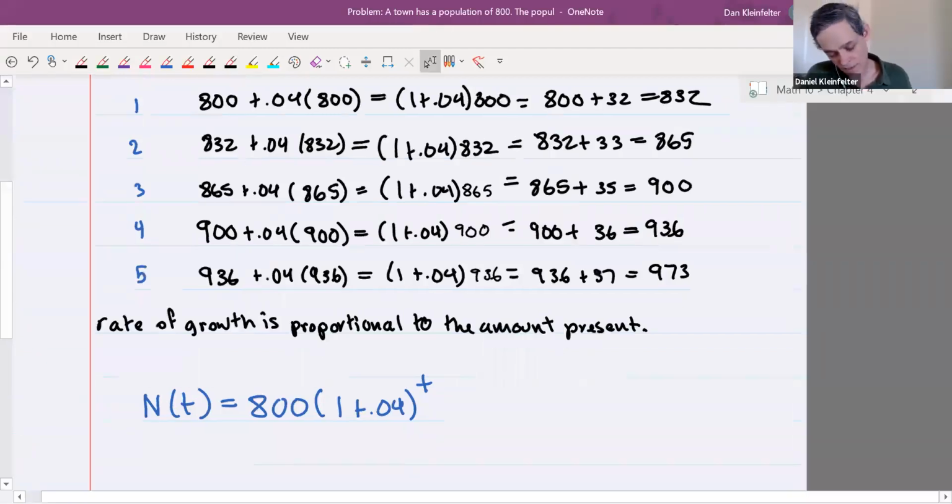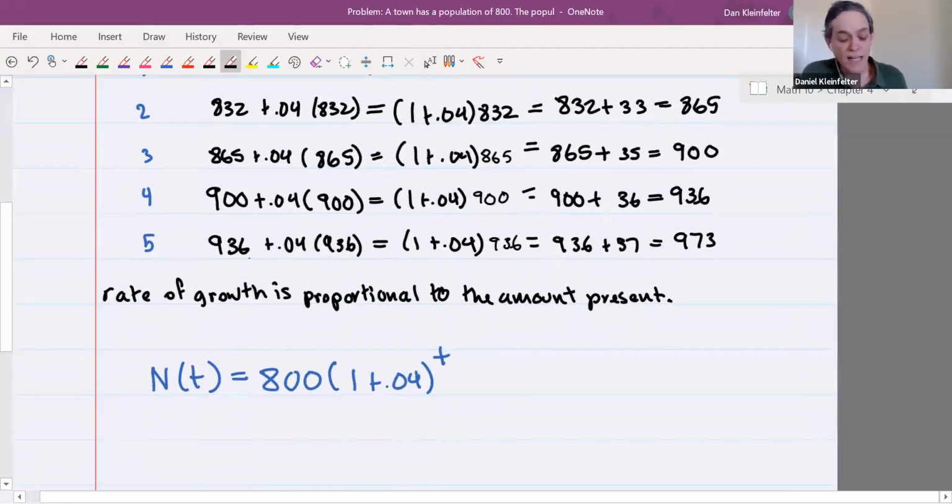All right, so I fixed some of those values. Sorry about that. So in each case, we take the prior year, multiply by 0.04, and then add it to that prior year. So that, in effect, is multiplying by 1.04. In order to get further into the future, we would continue multiplying by 1.04.